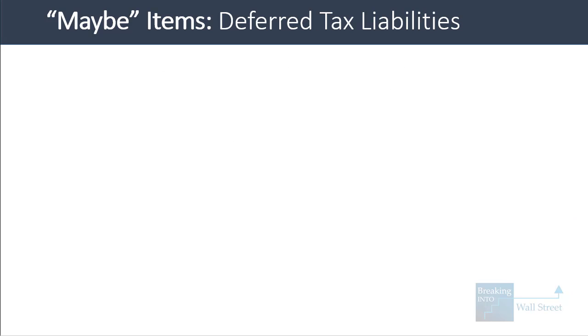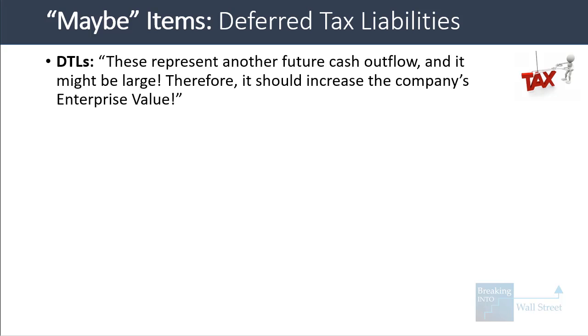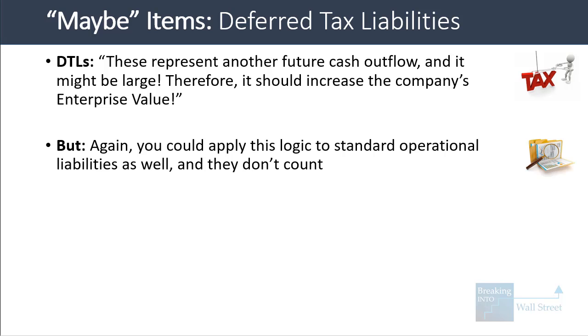Another item here on the maybe list is the deferred tax liability. A lot of people will argue that these represent another future cash outflow. It might be large and therefore it should be added to the company's enterprise value, increasing the enterprise value as a result. The problem is, again, you could apply this to standard operational liabilities as well. For example, what if the company has a large accounts payable balance? Should you count that in enterprise value? And the answer is no, because it's operational in nature.